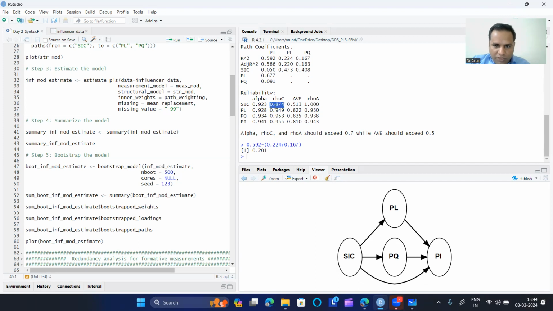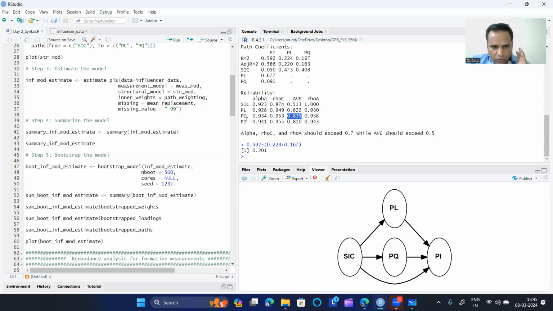Yes, and this is your composite reliability. Again, it is greater than 0.70. It's reliable. And see your AVE, that is average variance extracted. It is for reflective measured constructs, not for formatively measured constructs. But you focus on PL, PQ, and PI. All the AVEs are greater than 0.50.